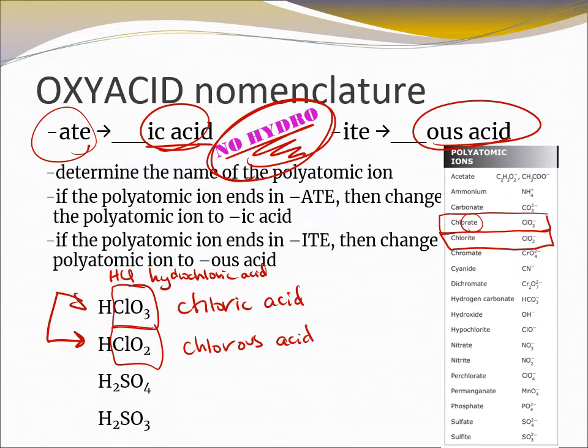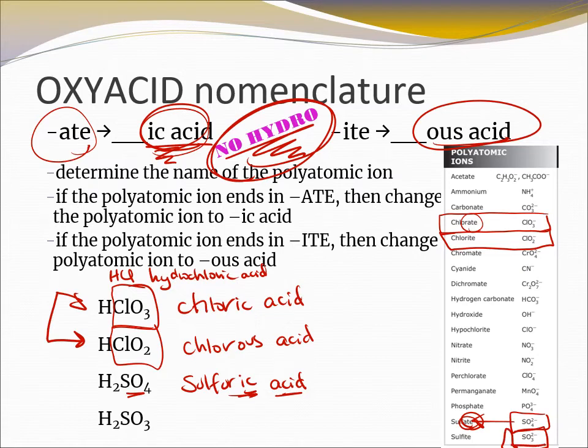How about H2SO4? We're going to find SO4. SO4 is here. Its name is sulfate. Ate turns into ic, my friend, so we're going to call this sulfuric acid because sulfate turns into ic acid. Sulfate, sulfuric acid.